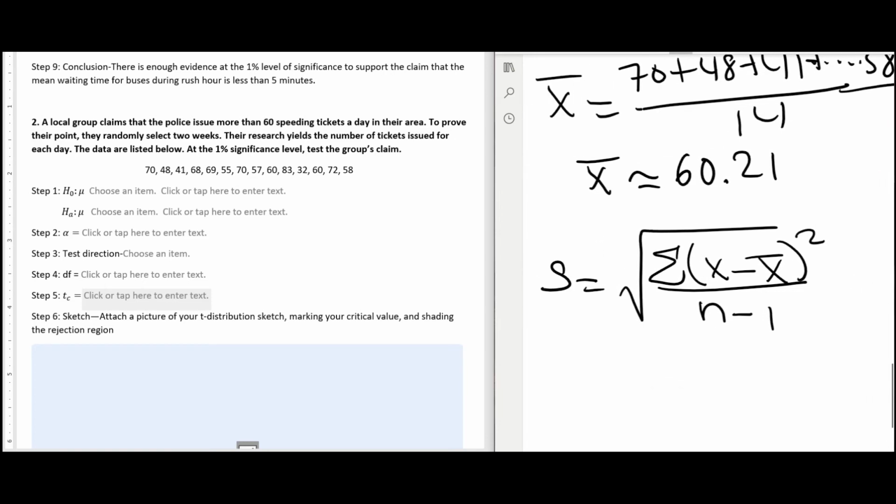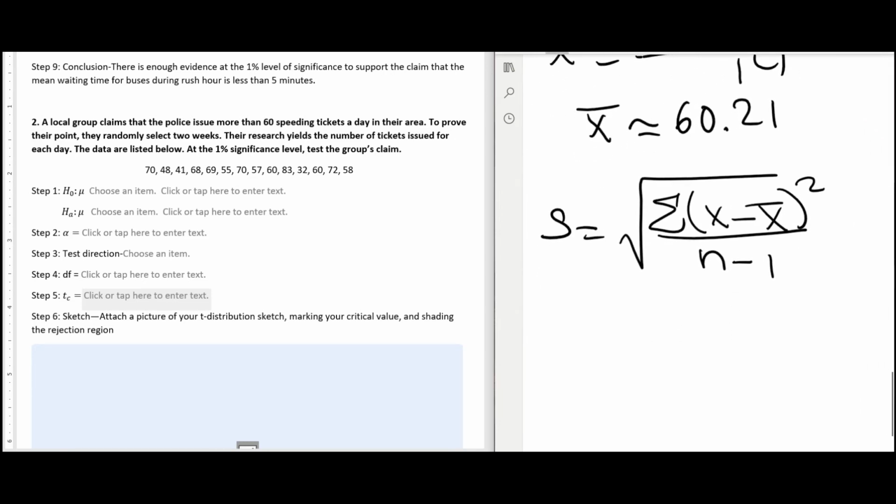Okay, so again, what does this mean? Well, this means that you're going to take the square root. Now, the first data point, that's x. The first data point is 70 right here. So 70 is going to be my first x value. So I got here 70 minus, what's my x bar? Well, we just calculated right here, 60.21.